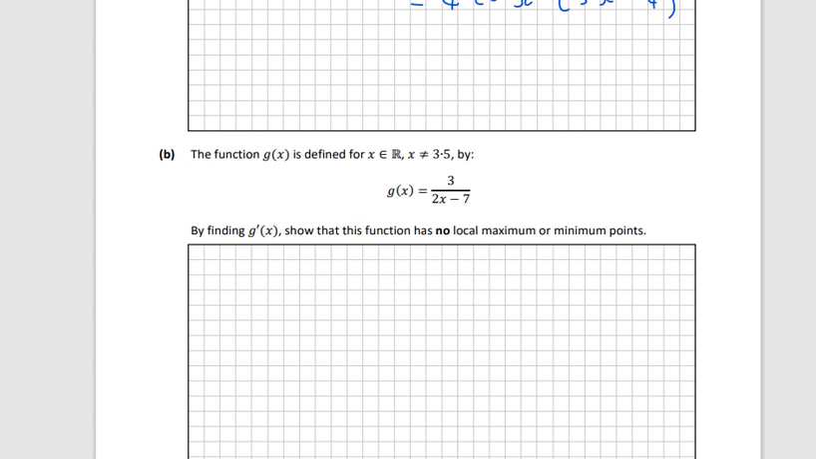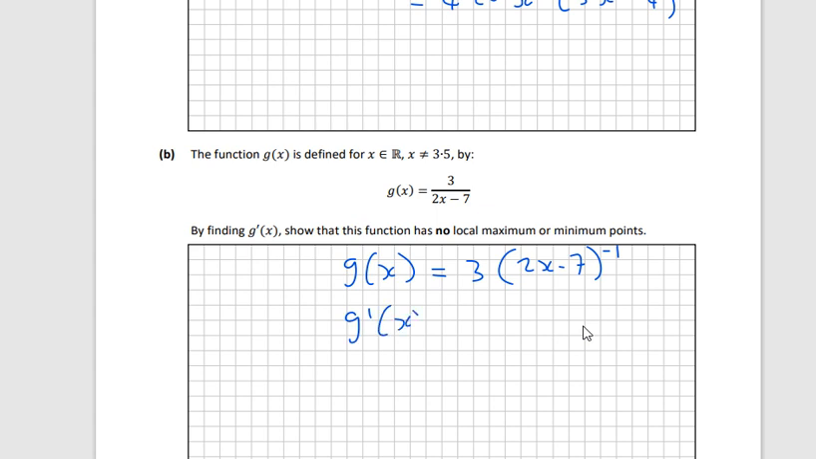Okay, so by finding g dash x, so we're going to find g dash x here. Now I'm just going to rewrite it as there's a couple of options here. We could use the quotient rule here, or I'm going to try to use the chain rule. So g of x is equal to 3 times 2x minus 7 to the power of minus 1. I'm going to rewrite it as that and use the chain rule.